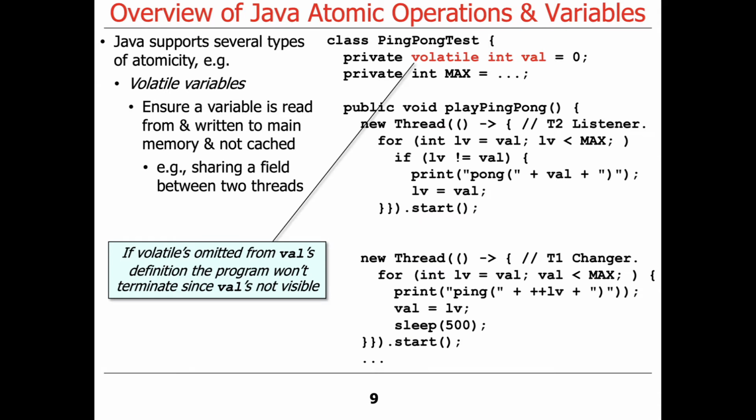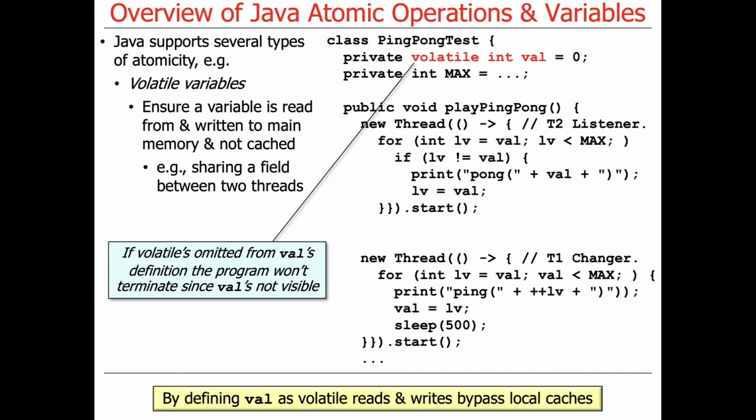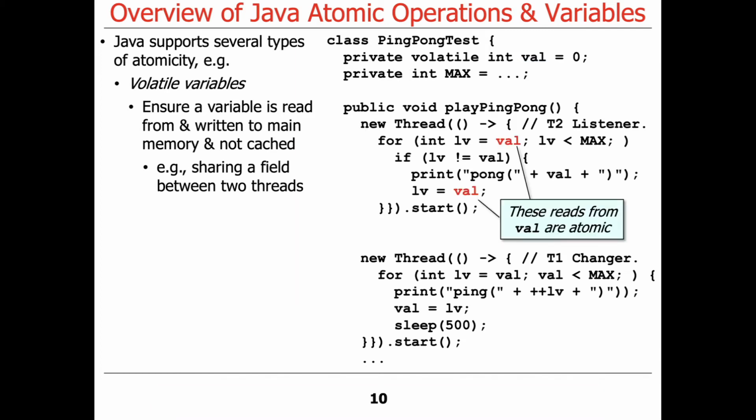So here's how it works. We make the int field a volatile. If we do not make the int field volatile, and you can try this if you run the program I showed you, the program won't work correctly. So this program depends on volatile being in use. Volatile means a read or a write to the variable goes directly to memory, which makes it effectively instantly available to other threads. In this case, we have two threads, T1 and T2. So by defining val as volatile, reads and writes bypass the local caches.